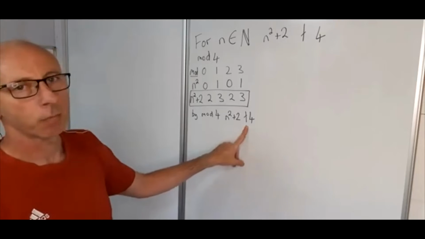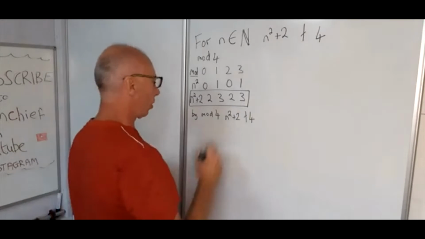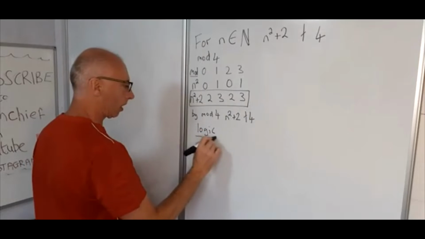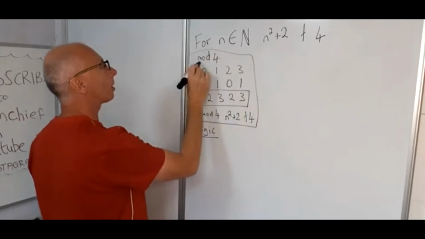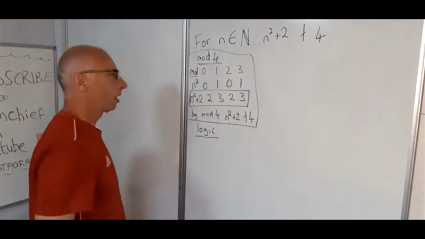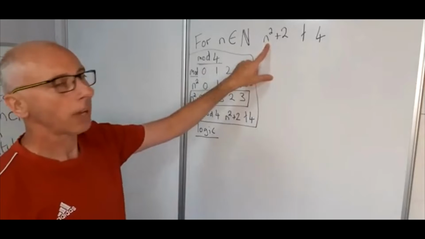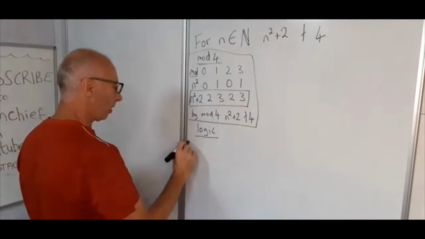Okay, next method we could use is logic. So now we're going to use logic. Let's write logic. So that's the next one. We just box this one off. That's finished. So modulus 4. So now let's look at the possibilities for n.